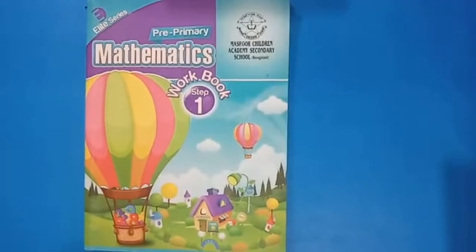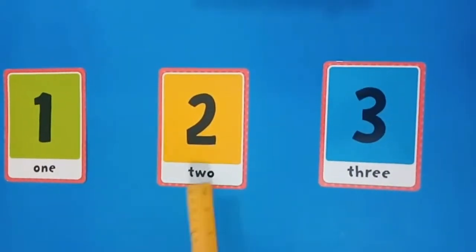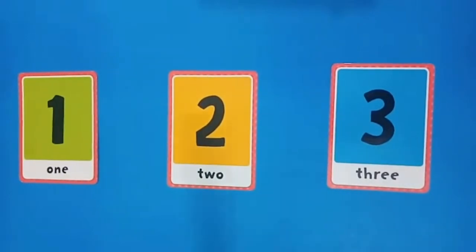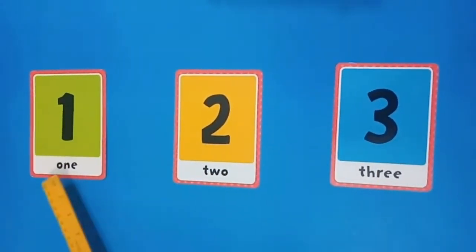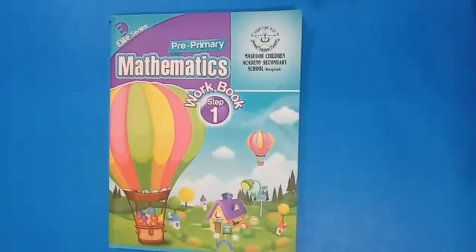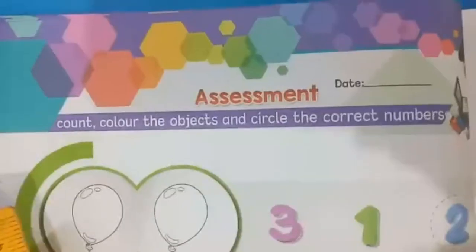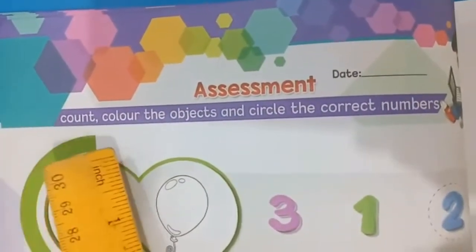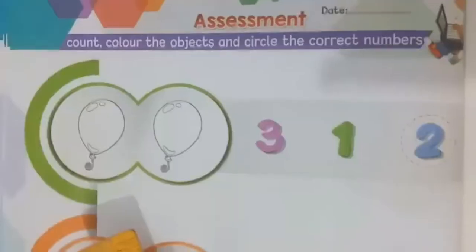First, we review numbers counting. 1, 2, 3. This is your maths book. Open it. Book page number 25. Look at here. Count, color the objects and circle the correct numbers.